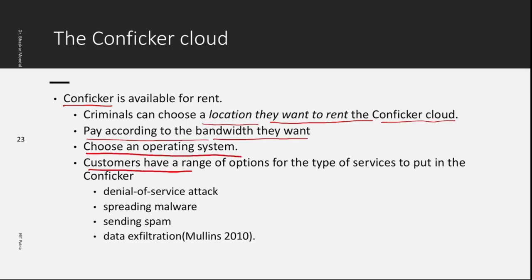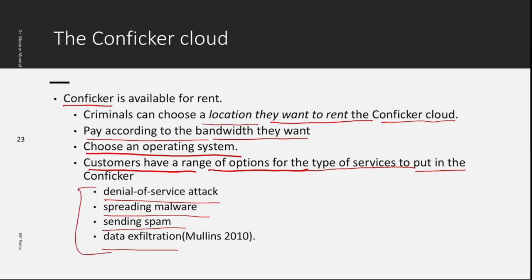The customer has a range of options for the type of services to put in the Conficker cloud. For example, if the attacker wants to launch a denial of service attack, they can use the Conficker cloud. Then spreading malware, sending spam, data exfiltration. All these things can be done using the Conficker cloud. Okay, so Conficker is a cloud which is maintained by criminal people, and they give their resources, their cloud, for doing all these kinds of illegal activities or crimes. Okay.